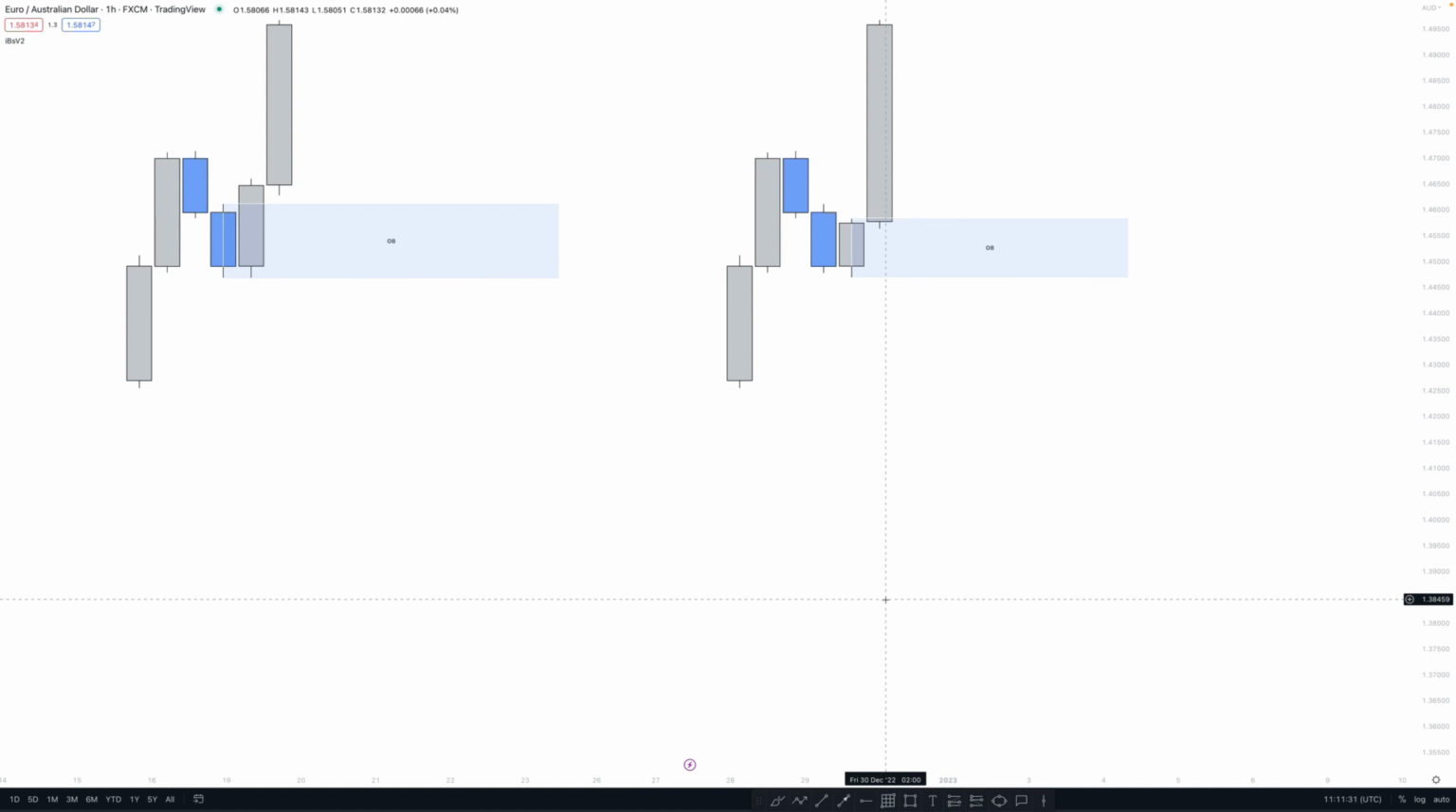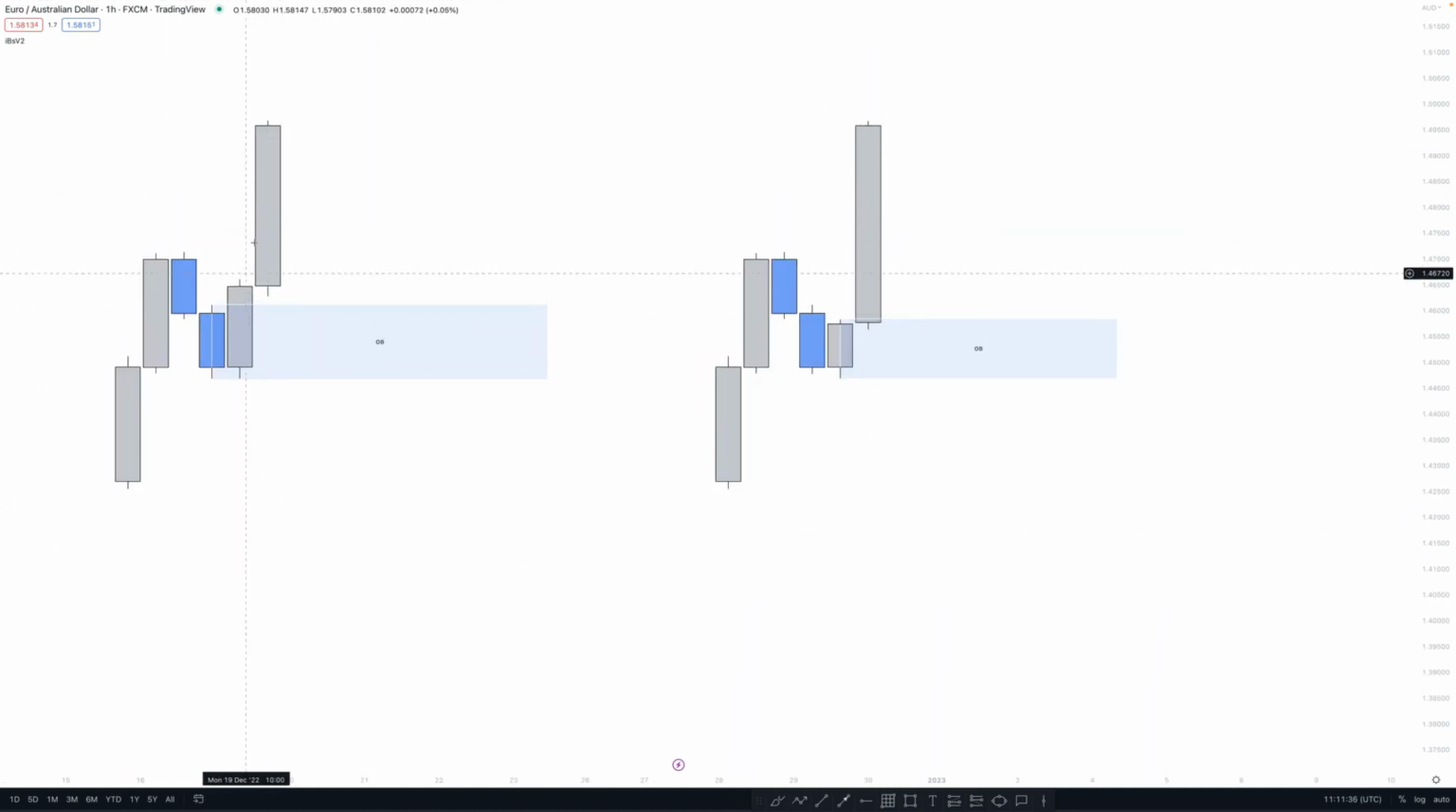The next thing you want to see is that we have momentum in this impulse. We want to see clean and clear momentum, with no retraces. That would be really, really good: price just pushing up in one direction without any retraces, without any weakness.